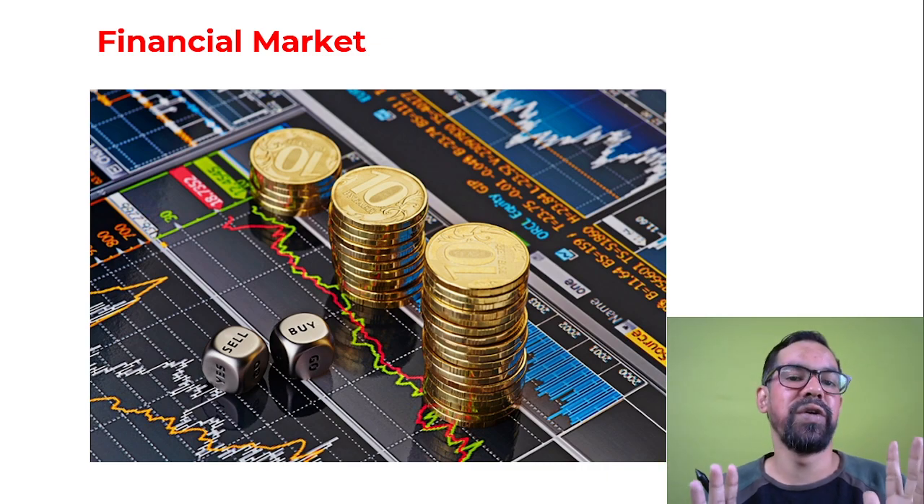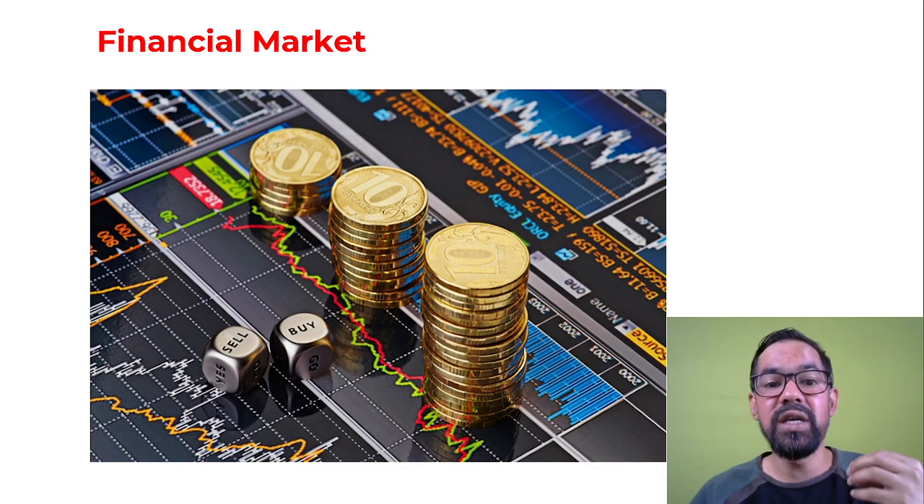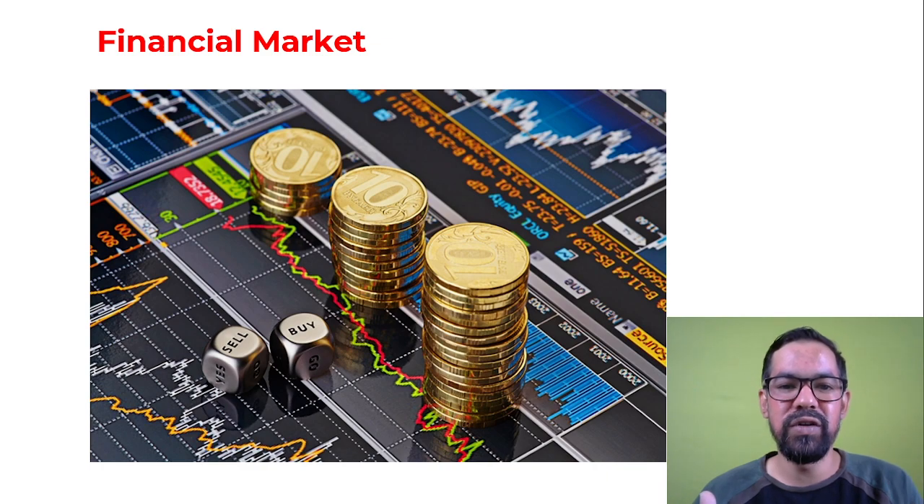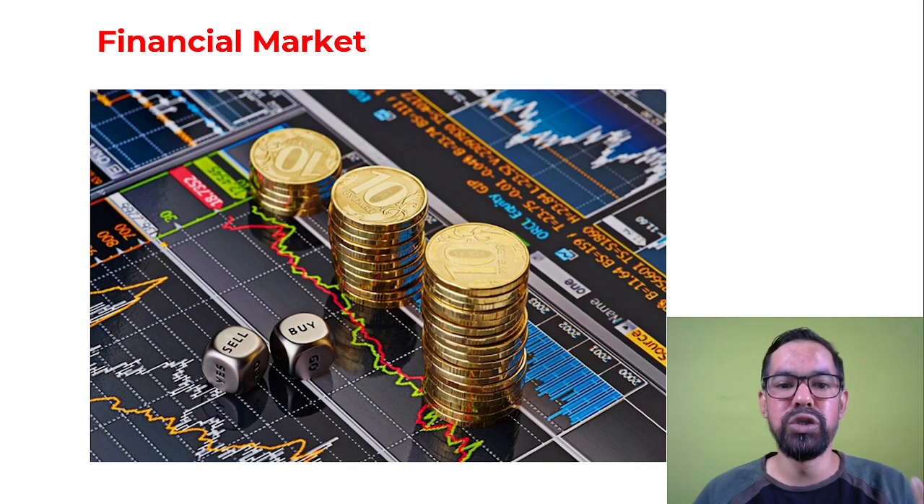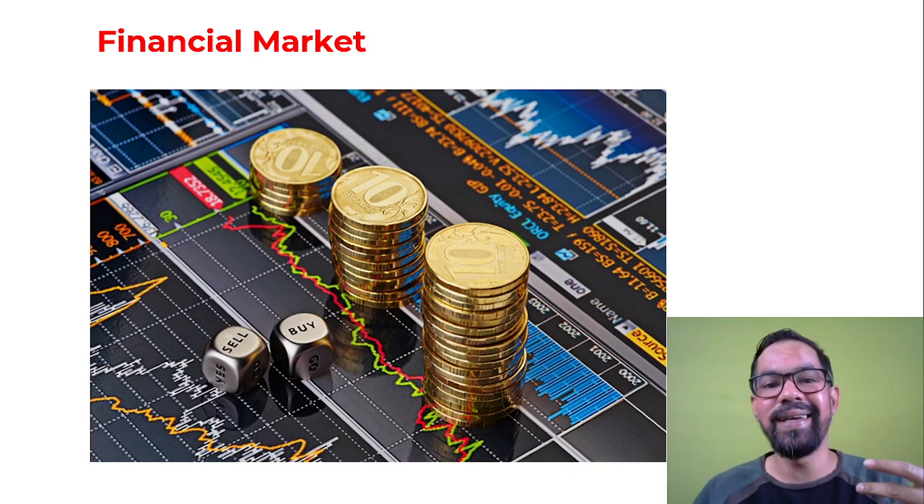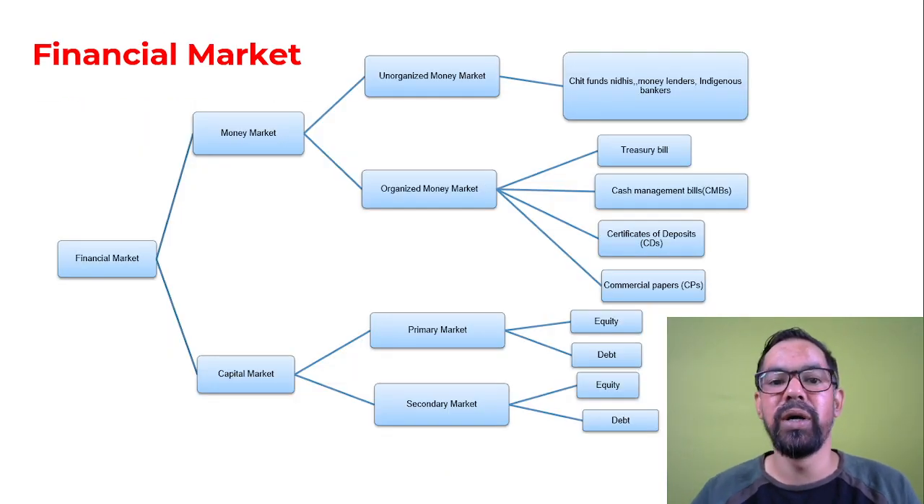So first, what is the financial market? It is a market which deals in financial instruments, like shares, bonds, mutual funds, debentures. We have derivatives. We have further classification for these products as well, like options, futures, forwards, swaps. So there are so many products, right? Whenever we talk about the financial market, it is further categorized into two parts. One is the money market, another is the capital market.